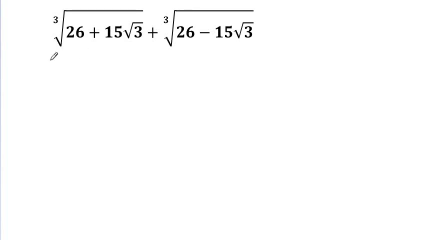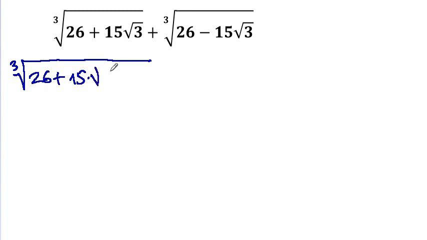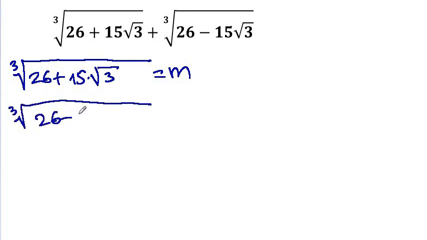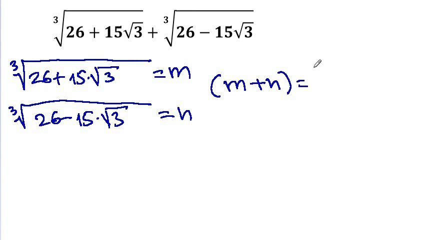So let's start. First of all, let's set that the cubic root of 26 plus 15 times square root of 3 is equal to m. Okay, and the cubic root of 26 minus 15 times square root of 3 is equal to n. Then our main goal is to find m plus n. This is the question. Okay, let's start.